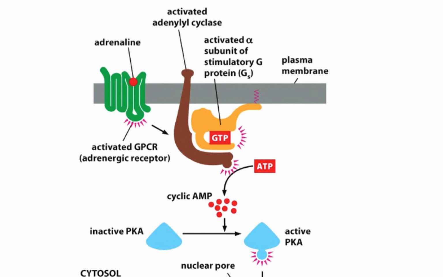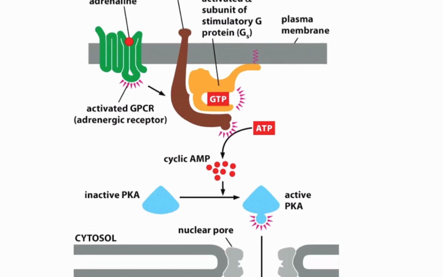Protein kinase A is kept inactive by binding to an inhibitor protein. Two inhibitor proteins bind together with two inactive protein kinase A. Adenylyl cyclase will bind to that inactive protein kinase A, remove the inactivating proteins, and now you result in having an active protein kinase A.